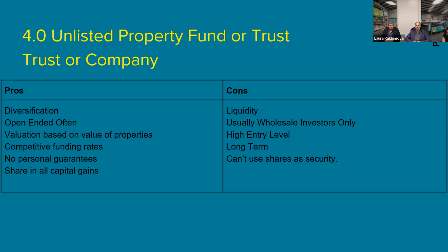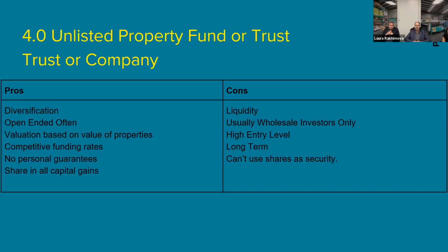Often there are higher entry levels as well, like our minimum investment is 50k. There are some other funds that have 100k, some that have 200k. So it's still quite a high limit to invest, unlike listed funds, which on certain platforms you can just buy a few shares in. So it's a lot higher to enter unlisted property funds. And it's very much a long term play.